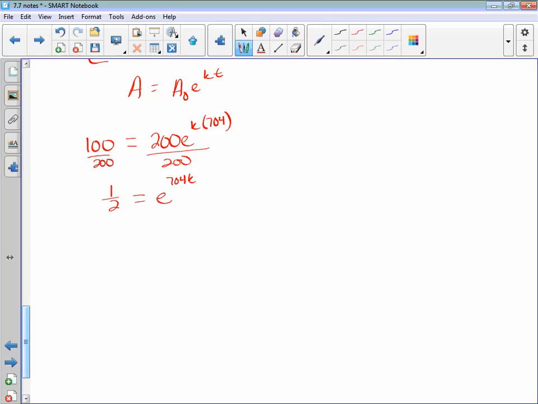We're not going to square root e. What are we going to do to solve this? Natural log of both sides, right? And I'm going to just jump a step here. Everyone understands that 704k is going to become your coefficient. And what is the natural log of e? 1. So if I'm solving for k, are you guys okay with it being natural log of 1/2 over 704?